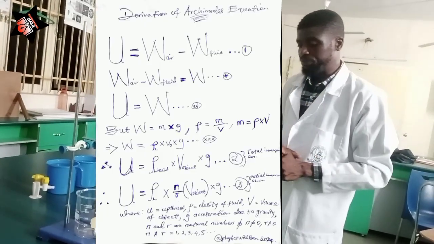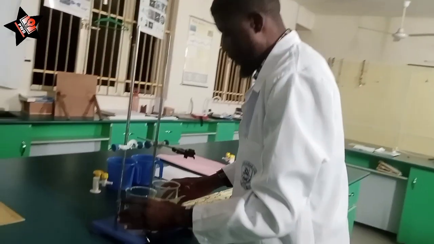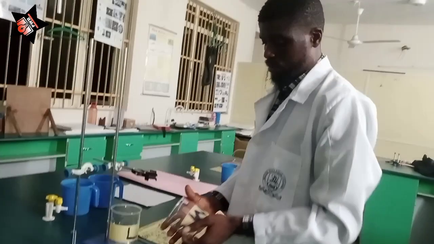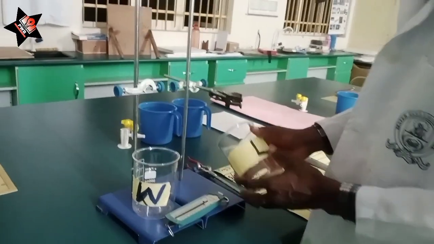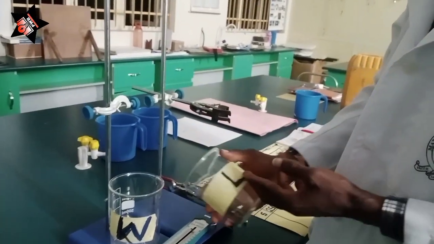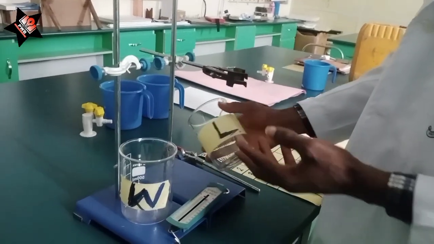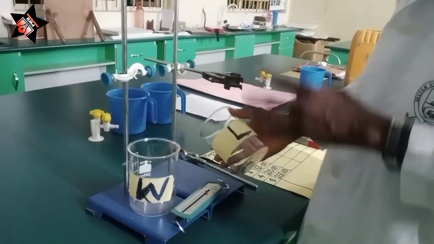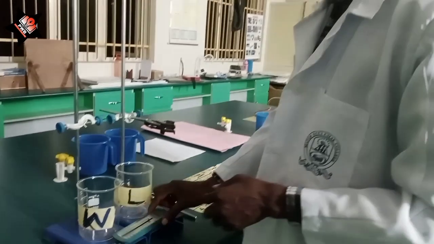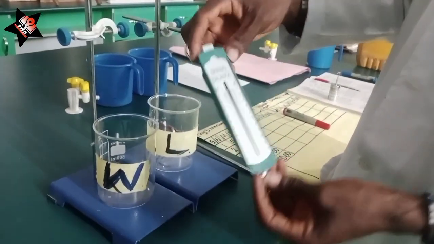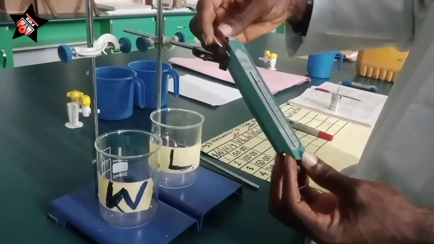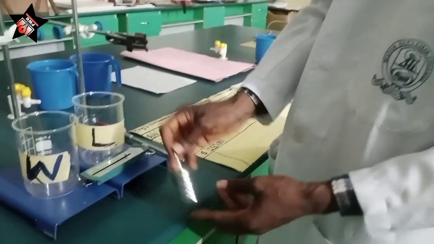So the apparatus needed, we need a beaker. You see W, this one we're going to fill it with water, and we need another beaker. We're going to fill this one with liquid. And the liquid we are going to use here is the normal kerosene that you know. And here is a spiral spring or a spring balance to measure the weight of the object. And these are the slotted masses.